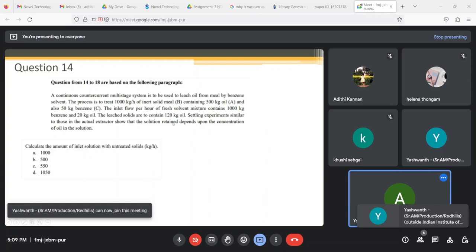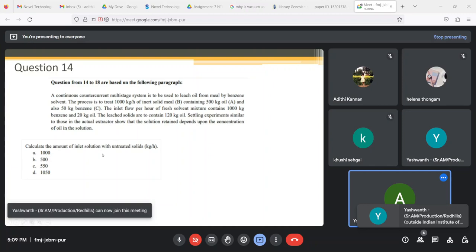So in a leaching process, what streams constitute the solution? So you have four streams here. One stream is the inlet stream that contains the meal and the oil along with some benzene. That is your feed inlet. Then you have a feed outlet. That is your second stream. Third stream is the solvent inlet. Fourth stream is the solvent outlet. So you have four streams coming into this system.